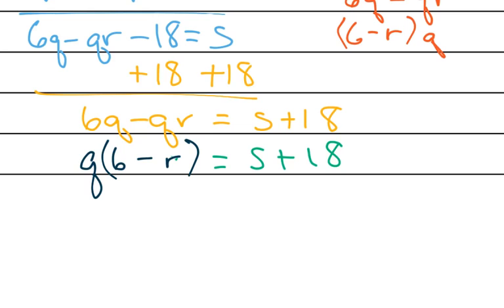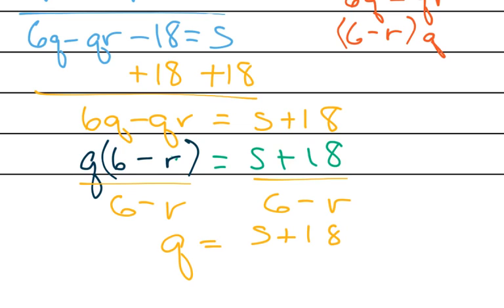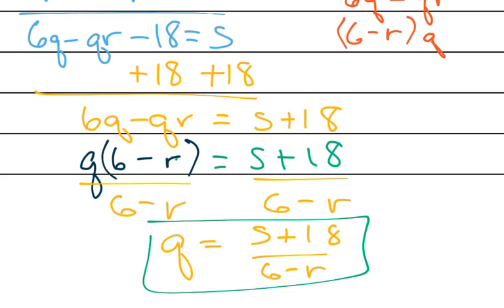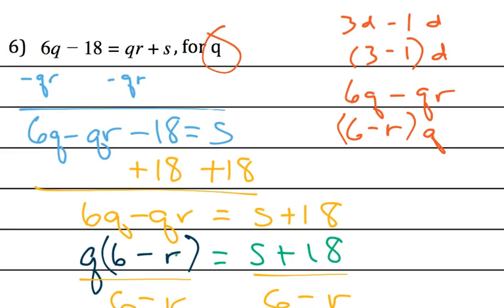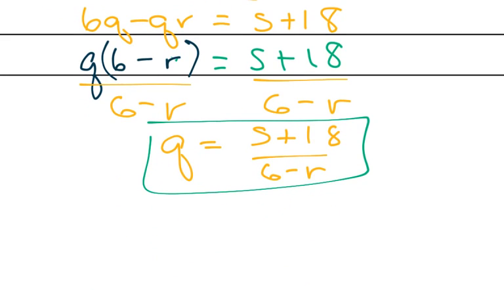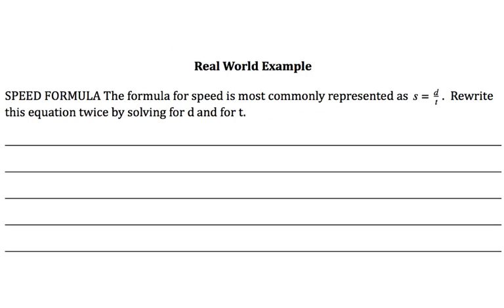So I'm looking at this and I'm saying, well, I can get rid of 6 minus r by dividing both sides by 6 minus r. And that's going to leave me with q is equal to s plus 18 over 6 minus r. And per the instructions of this problem, we solve for q. Q is totally by itself. We'll wait before we move on to speed equations and things like that.